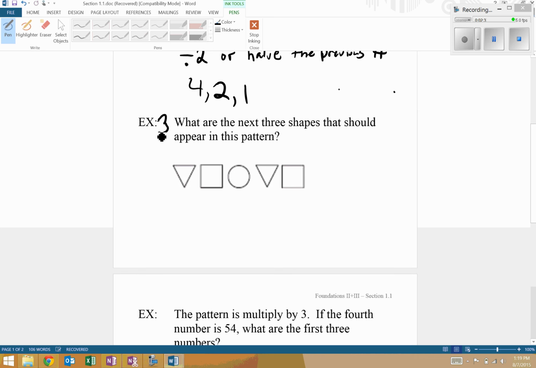So here's another example, example 3, where you're given a pattern, but in shape form. So you have an upside down triangle, square, circle, upside down triangle, square. And so what would the next three shapes be? Well, you would have another circle. What comes after the circle? Another upside down triangle and another square. And so that would be giving your next three.